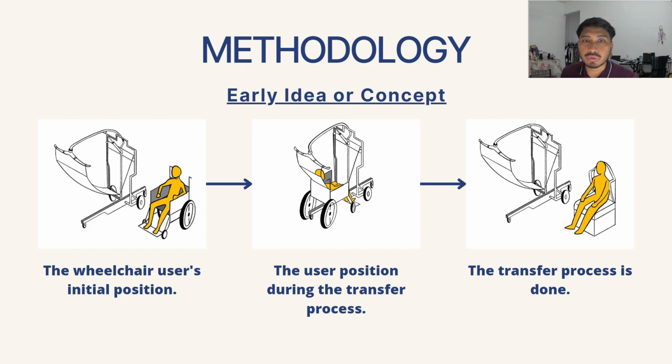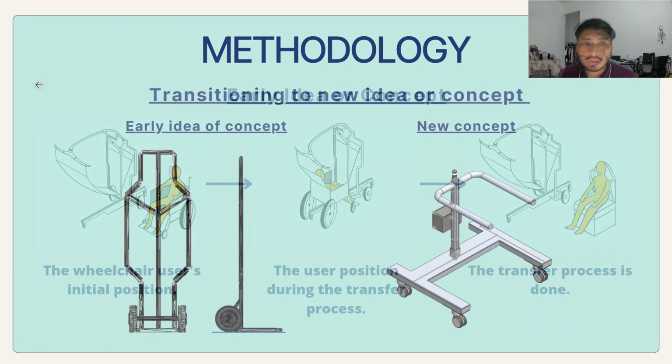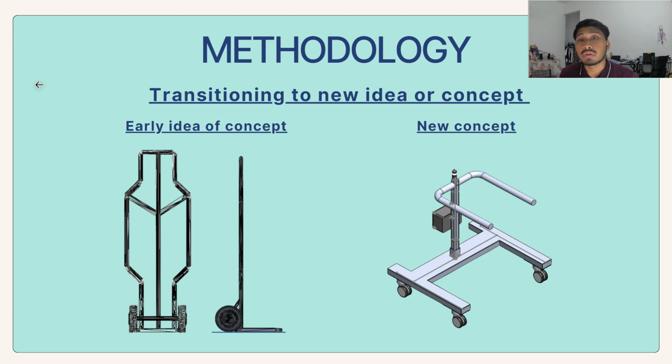For the next part, methodology, I set the standard for my project's principles, and we have 3 principles that we need to take care of. For the first one, I need to make sure of the wheelchair user's initial position, and then the user position during the transfer process. The last one, I need to make sure that the transfer process is done, so that the patient has been transferred from the wheelchair to the car seat or vice versa.